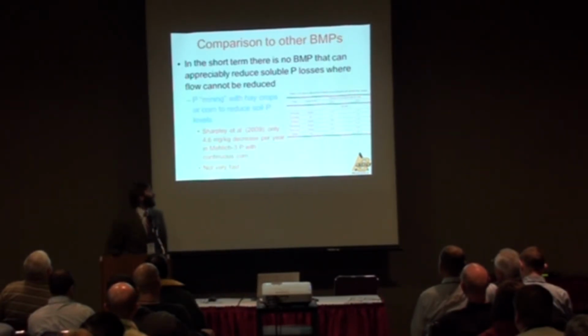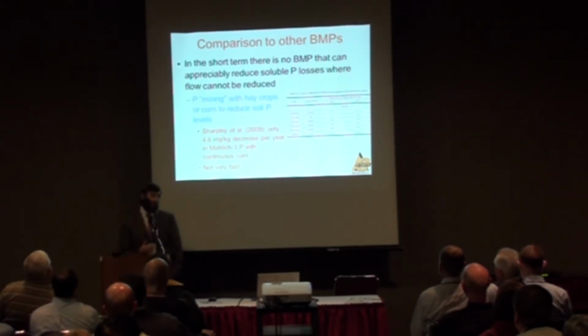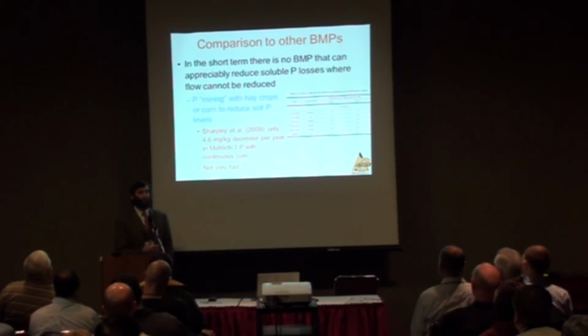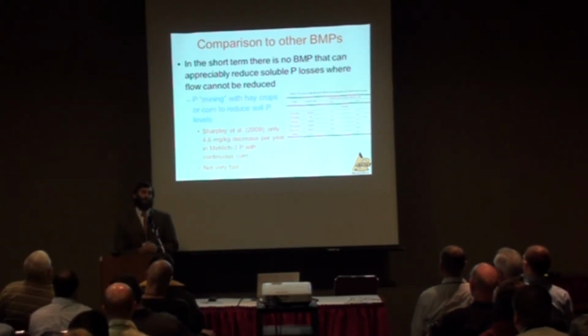In comparison to other best management practices, in the short term, there is no other best management practice that can significantly or appreciably reduce soluble phosphorus losses where flow can't be reduced. So we do have tools that need to be used in conjunction with this. For example, phosphorus mining. The main source of this phosphorus, remember, is legacy P from soils that have been built up excessively.